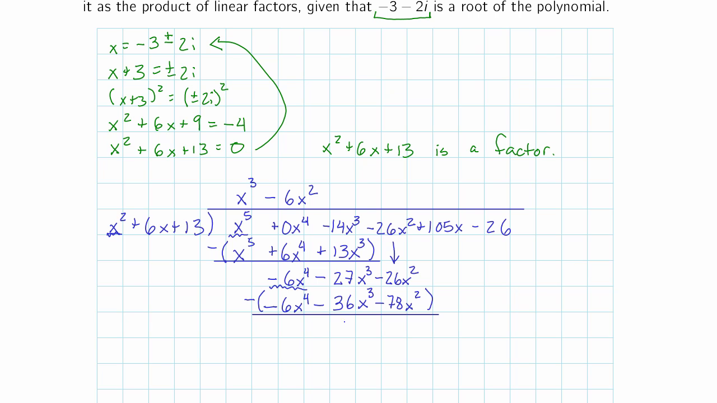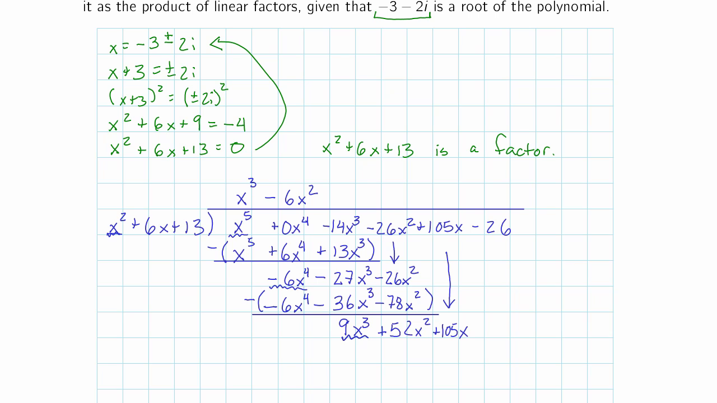Get 0 here, 9x to the third. Negative 27 minus 36 is positive 9. Negative 26 minus negative 78 is positive 52. So we have a positive 52 x squared. And now we bring down the 105x.